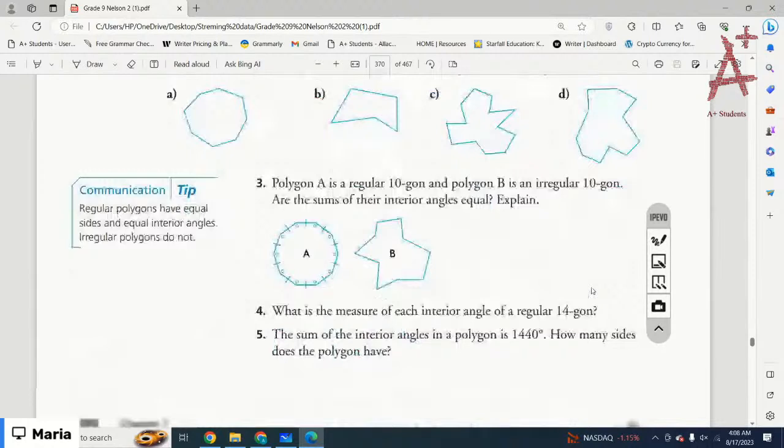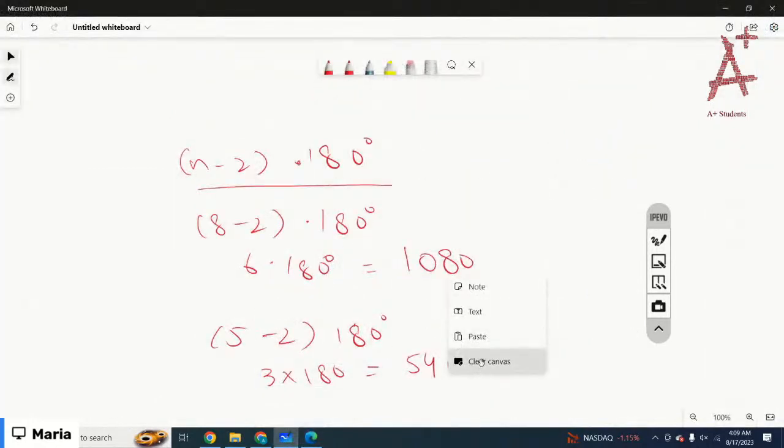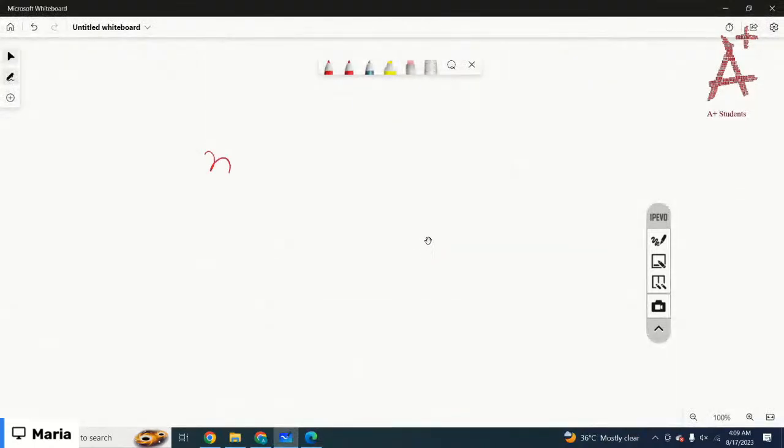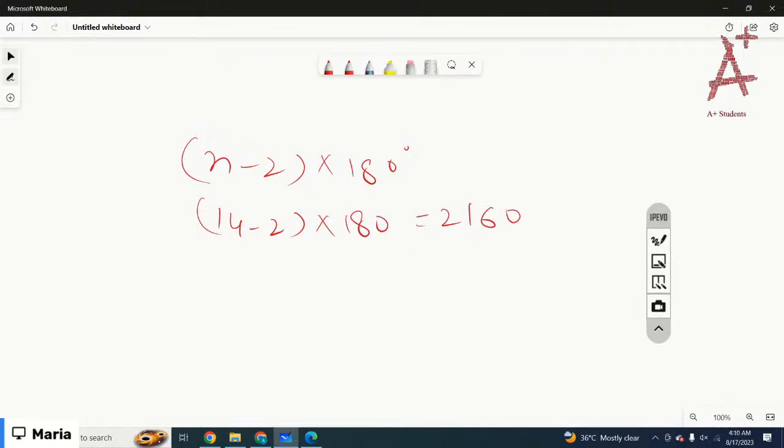Okay, the next one is, what is the measure of each interior angle of a regular 14-gon? So you have to calculate for the 14-gon. You have n is 14, right? Just use the formula, n minus 2 times 180. You are given n is 14, so just replace the n with 14. So 14 minus 2 times 180. 14 minus 2 is 12, so 12 times 180. That is 2160, right?